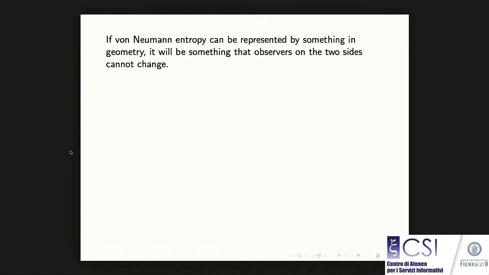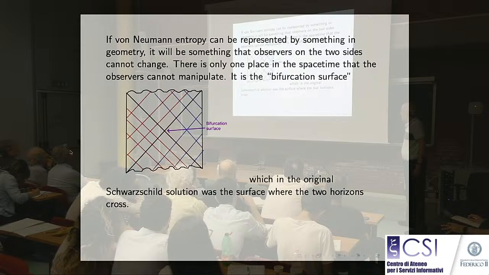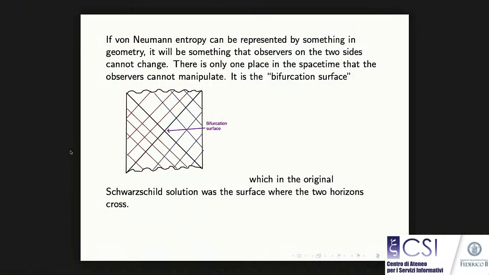If von Neumann entropy can be represented by something in geometry, it'll be represented by something that observers on the two sides cannot change. There's only one place in the space-time that the observers cannot manipulate. It's what's traditionally called the bifurcation surface. That's where, in the original Schwarzschild solution, the two horizons crossed. In this new space-time with all those particles, neither black line is a horizon anymore, and the geometry changes everywhere except at that intersection. So after the two observers have done their worst, the geometry is completely different from what it was before, except in this bifurcation surface.